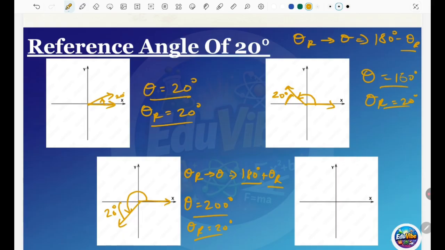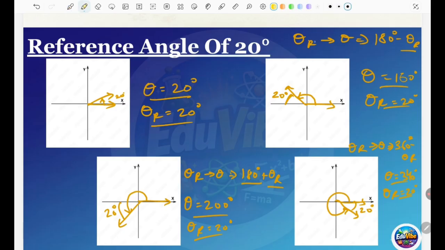For the last one, you again go from the reference angle to theta. You do 360 degrees minus the reference angle. So 360 degrees minus 20, you get 340, which is your theta. So this is your reference angle, this is your 340, it goes like this, and this is your 20. That's the thing you have to do.